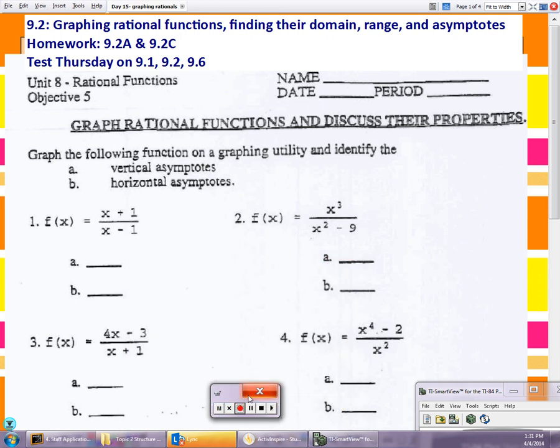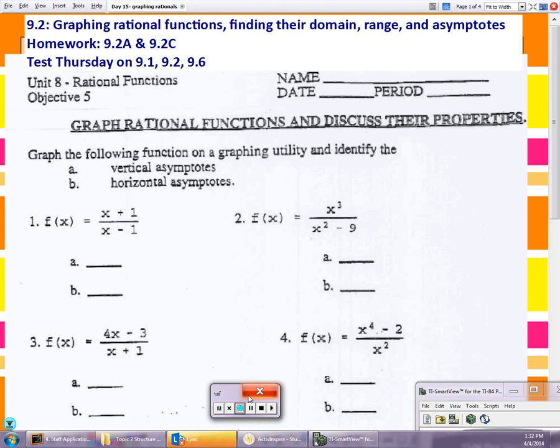Okay, so this is a video on how to graph rational functions, find their domain, range, and most importantly, their vertical and horizontal asymptotes. Please take a moment and find this page in your packet.